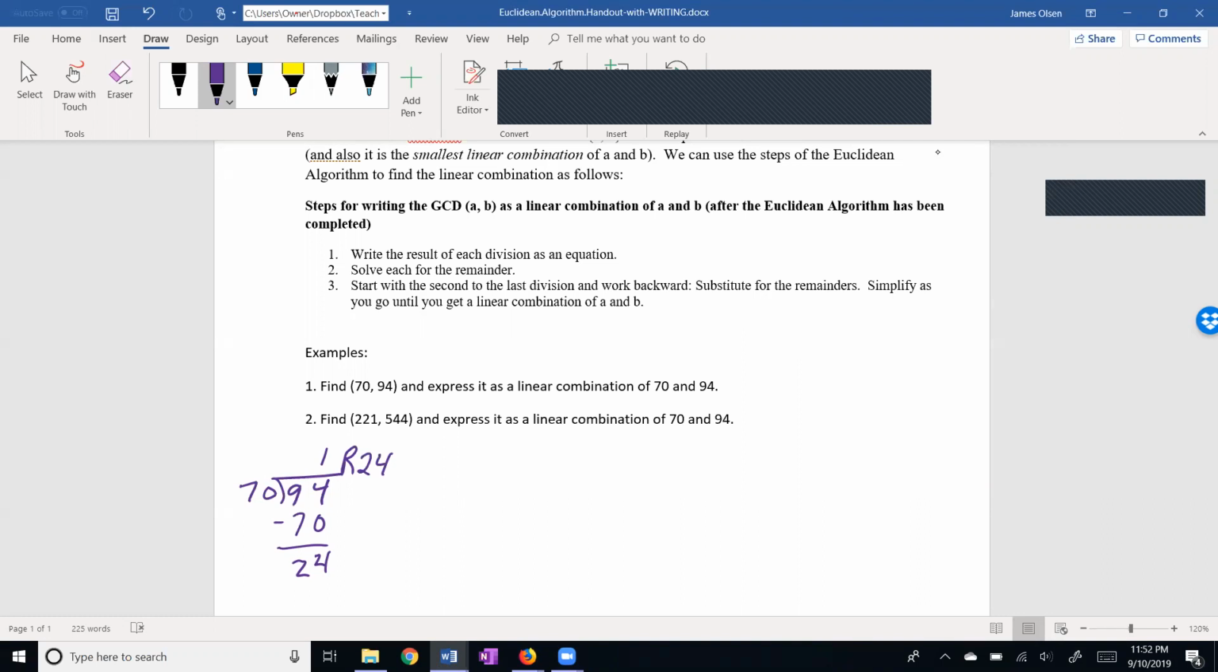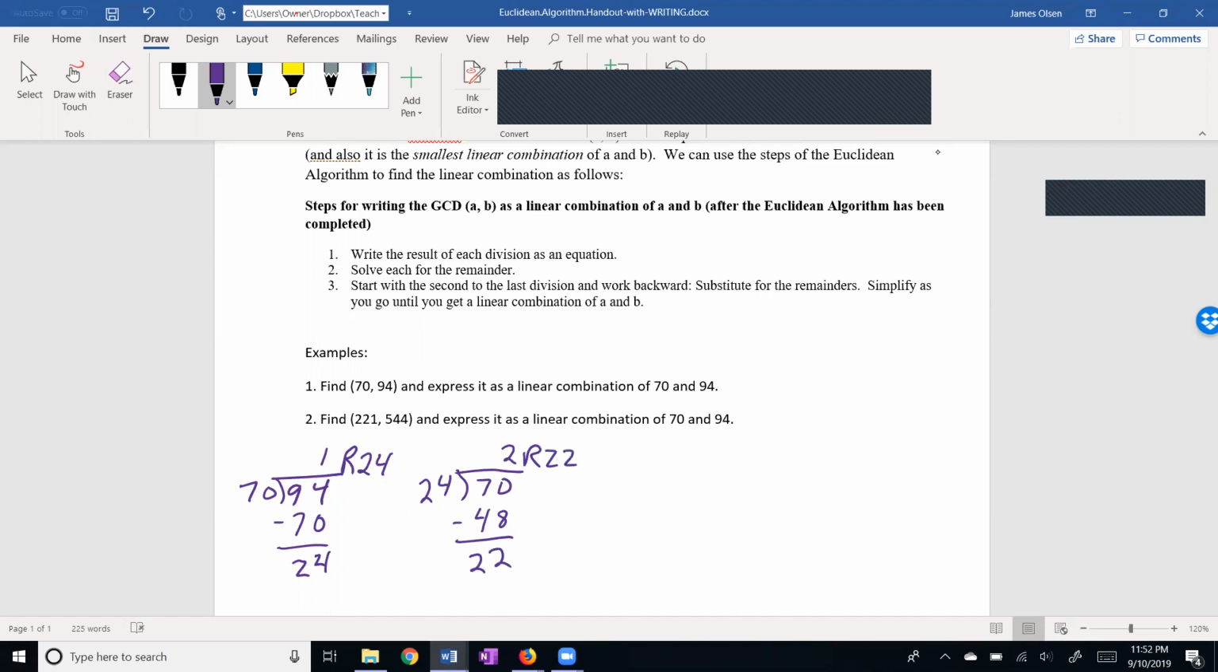Now we're ready for step 2. The new divisor is the previous remainder. The previous divisor moves to the inside. The way I visualize this is that 70 was on the outside, and it's like osmosis where it passes through the cell membrane and goes underneath. 24 goes into 70 twice. Multiplying, I get 48. Subtracting, I get a remainder of 22.